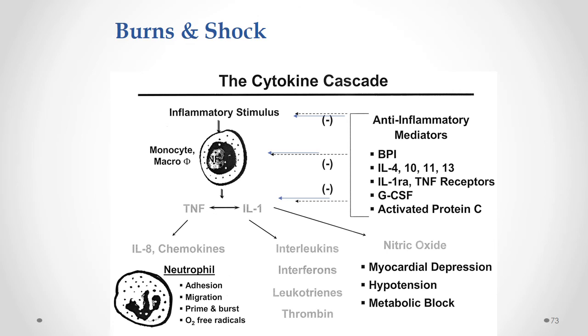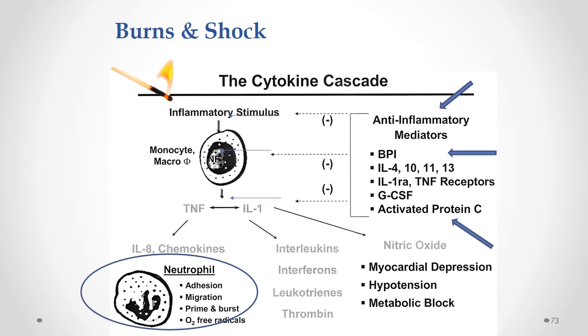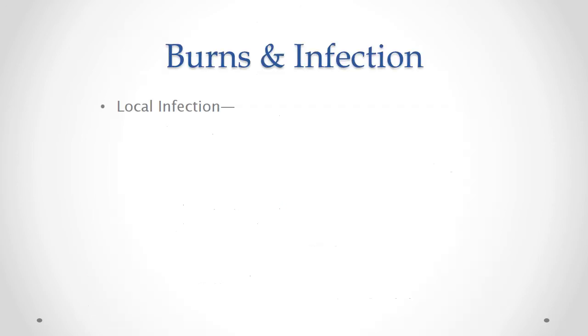Let's look at the cytokine process very quickly. Basically, you have the burn, and you initiate inflammatory mediators. Those stimulate the monocytes and macrophages, which then kick off the chemokines, and the neutrophils start flooding the area. And then the other thing is we have the production of nitric oxide, which leads to myocardial depression, hypotension, and a metabolic block.